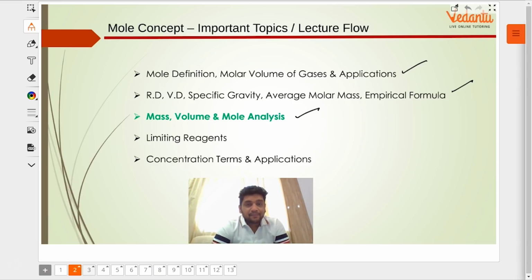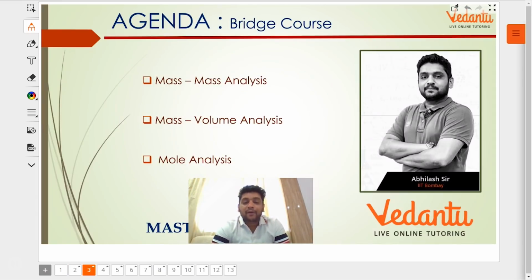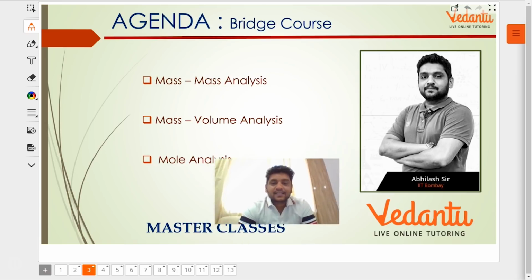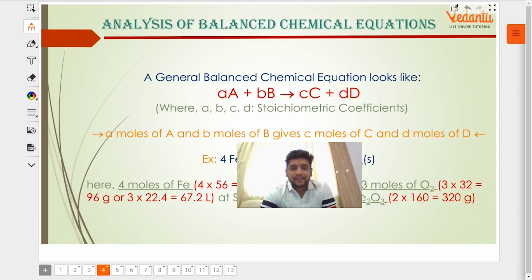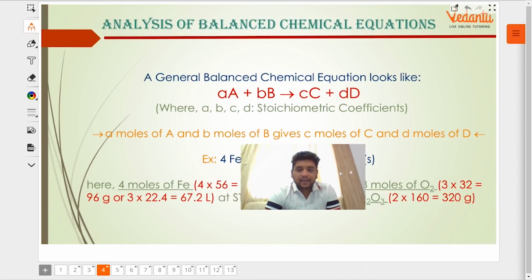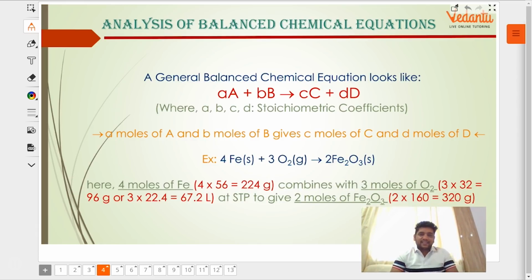This is a very important part of the chapter, because this is primarily the aim of the chapter: to analyze a balanced chemical equation, use stoichiometry, and relate the weight of reactants and products or volume of reactants and products and so on. So what are the three parts here? Mass analysis, mass volume analysis and mole analysis. So let's look at the first slide. What exactly is a balanced equation?